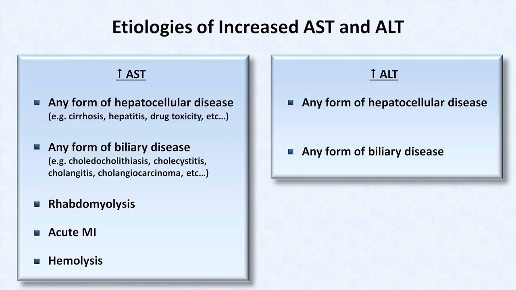Occasionally, you may hear people informally refer to an increase in AST and ALT in the absence of other overt signs of liver disease as a transaminitis, a term I personally don't like since its suffix implies the presence of inflammation, which may not actually be there.